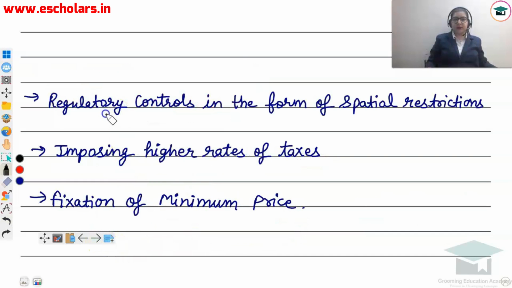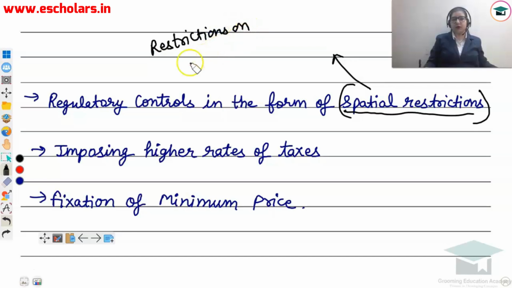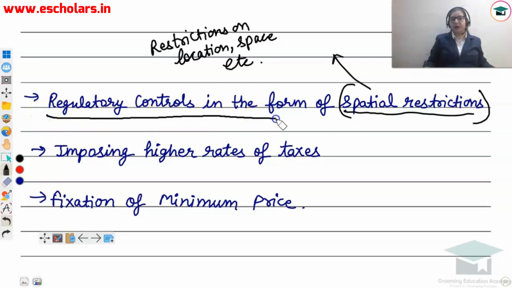Also, the government has made certain rules and regulations in the form of spatial restrictions. Now what are spatial restrictions? These are restrictions on location, space, etc. For example, alcoholic shops should not be located nearby any school. Okay, so regulatory controls in the form of spatial restrictions are there.